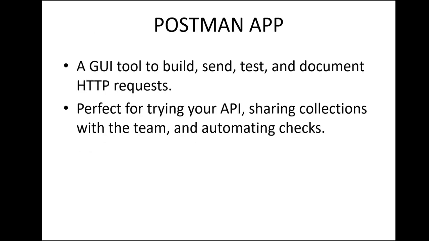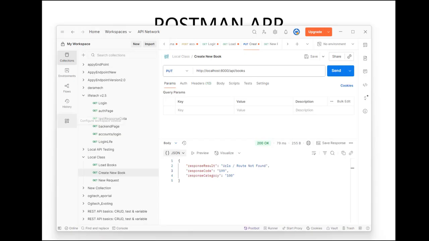Postman is a graphical user interface to build, send, test, and document HTTP requests. It's perfect for trying your API, sharing collections with the team and automating checks. I've downloaded mine. As a backend developer, you need to go and download the Postman application. So let me explain it.